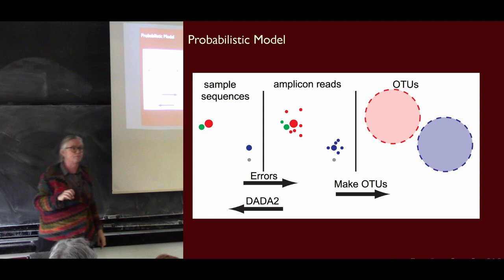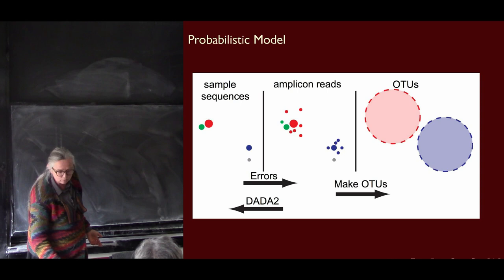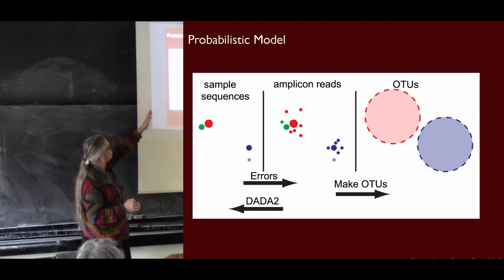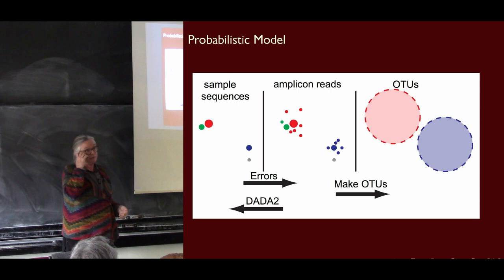And so you see the noisy versions of the original ones, and that's what the amplicon reads are, what's observed. And the standard method then says, I'm going to take balls of radius 97% similarity, and anything within here will be one OTU, and here you have another. So what we decided to do is make a noise model which we will train on the data as it comes in, a sort of EM-type method, and denoise the data.